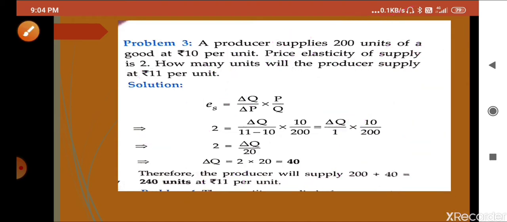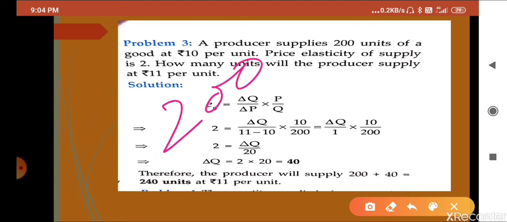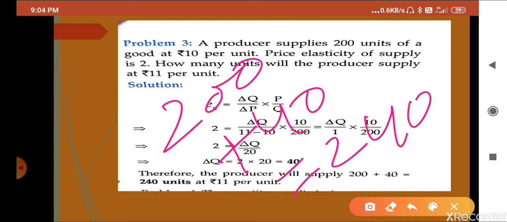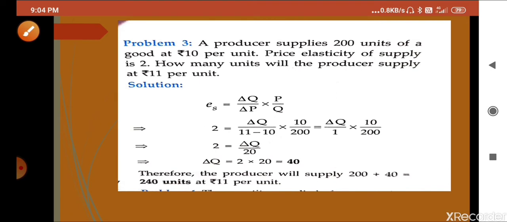So 40 units plus 200 units. 200 was the previous one plus 40, the change in quantity supplied. So the total will be 240 units. So like that you can find out the answer. I hope this concept is clear to you. If you are having any doubt in the numerical, then you can consult me.